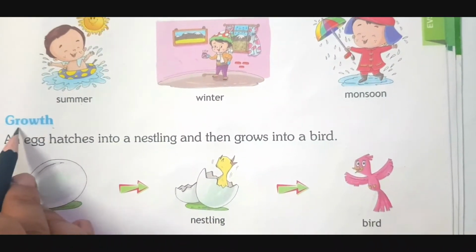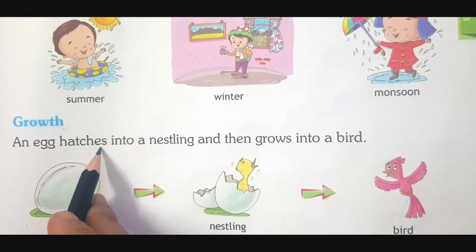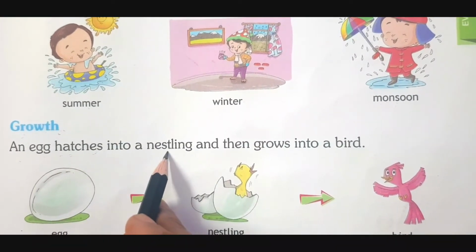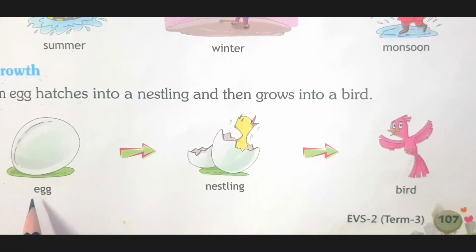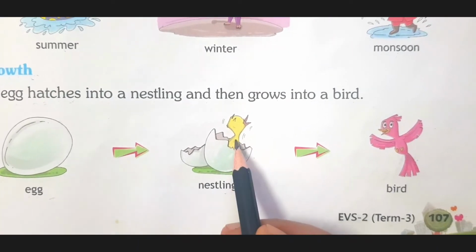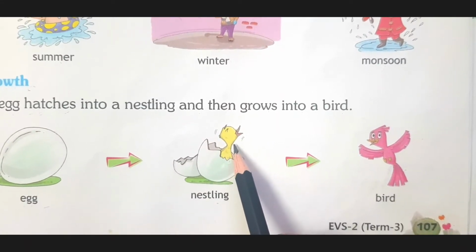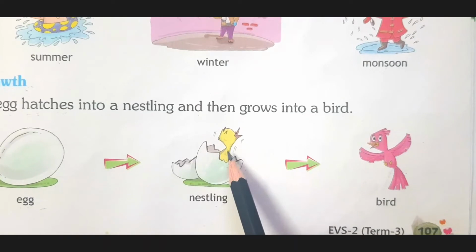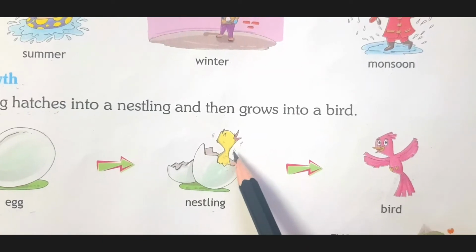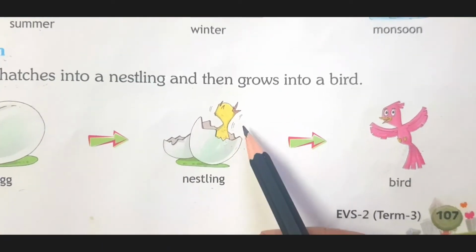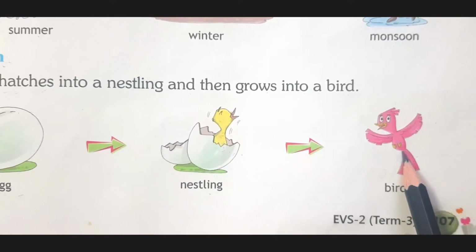Next, growth. An egg hatches into a nestling and then grows into a bird. Okay. See, this is an egg, children. The egg hatches into a nestling. Nestling is a small baby bird, children. A small chick which cannot fly. It doesn't have feathers to fly. It's not ready to leave the nest. That's why it's called nestling. A small baby bird. Then slowly when it grows into a bird with feathers, then it can fly. It will become a bird to fly.